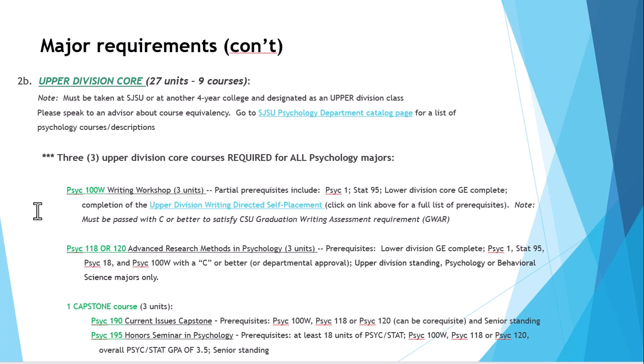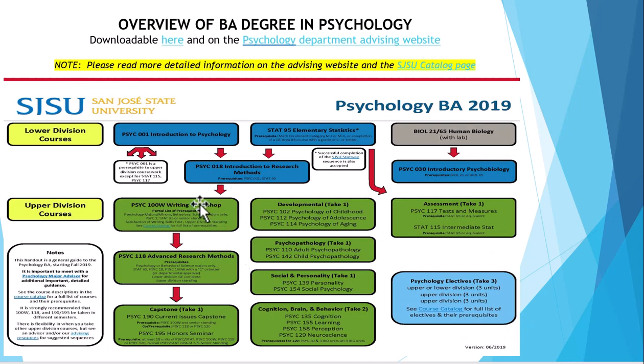Now let's talk about the upper division core. If we go back to the figure again, what I'm going to focus on now is discussing these three courses that are marked in these green boxes here. All of our psychology majors are required to take these specific three classes. I'm going to talk in a little bit more detail about them because there are several prerequisites that you need to meet in order to enroll in these required courses.